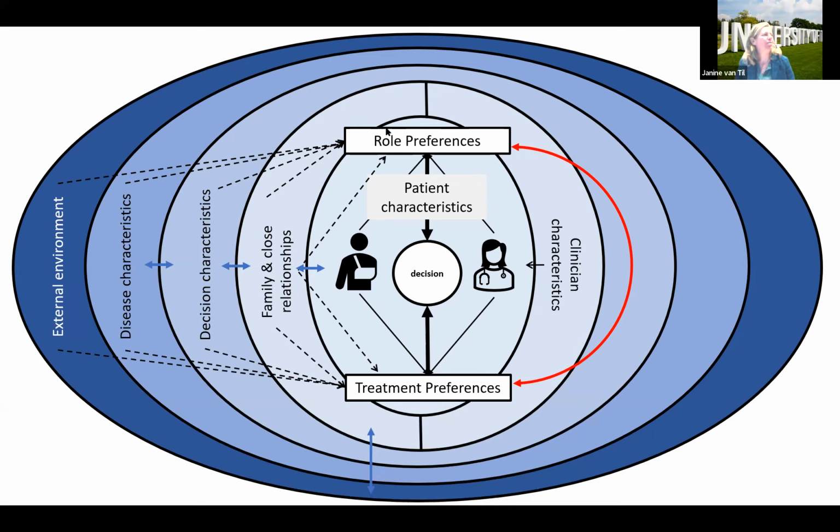Yes, I definitely think the decision characteristics, if you look at the level, I have put a stripe here. So this one is separated, but the decision characteristics, disease characteristics, and external factors actually run through to the other side as well. So they are also related to the clinician and the role and treatment preference of the clinician. Does that answer your question?